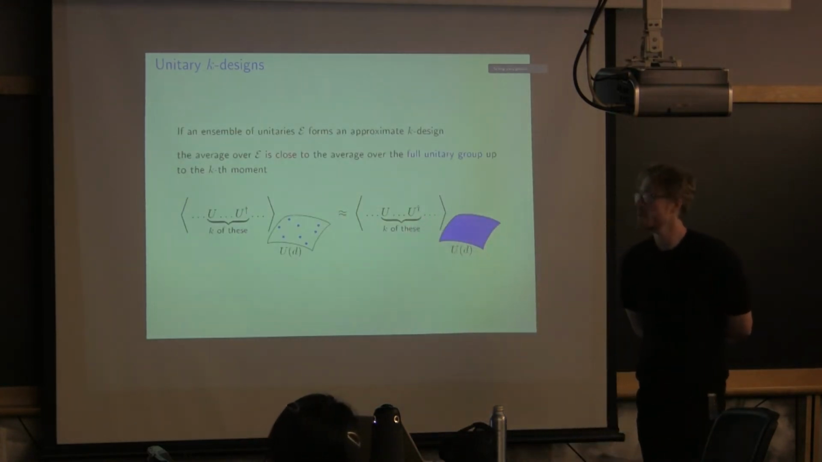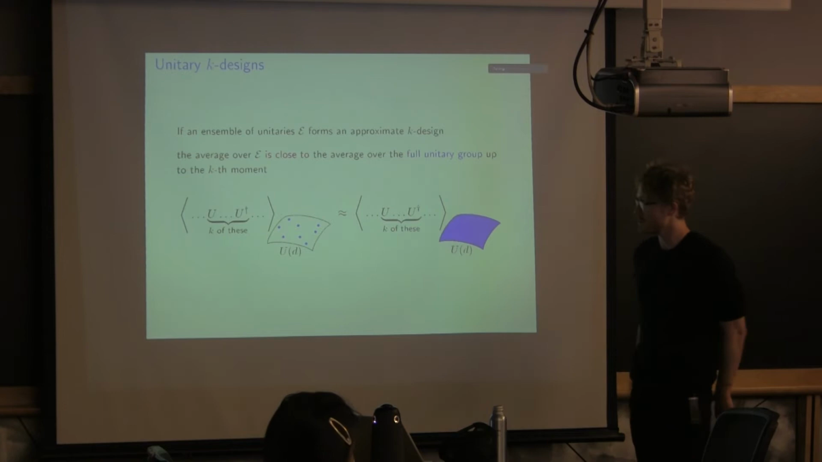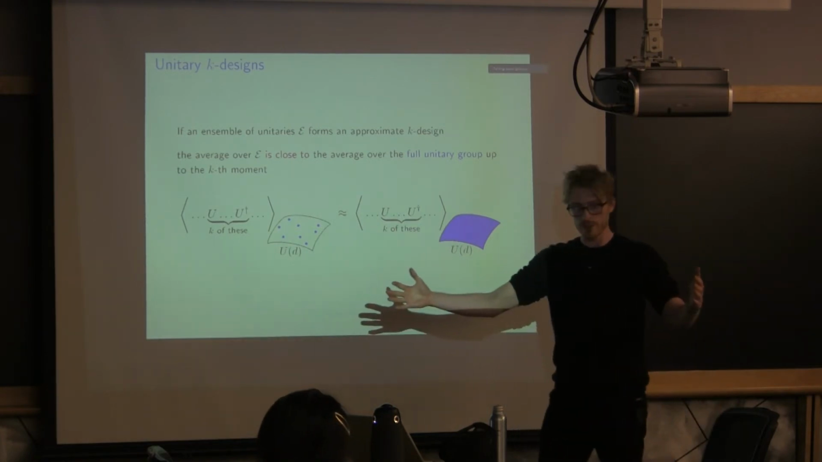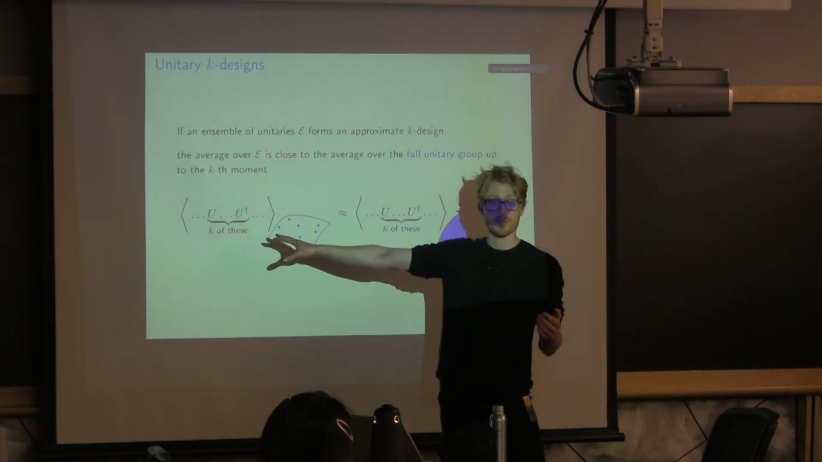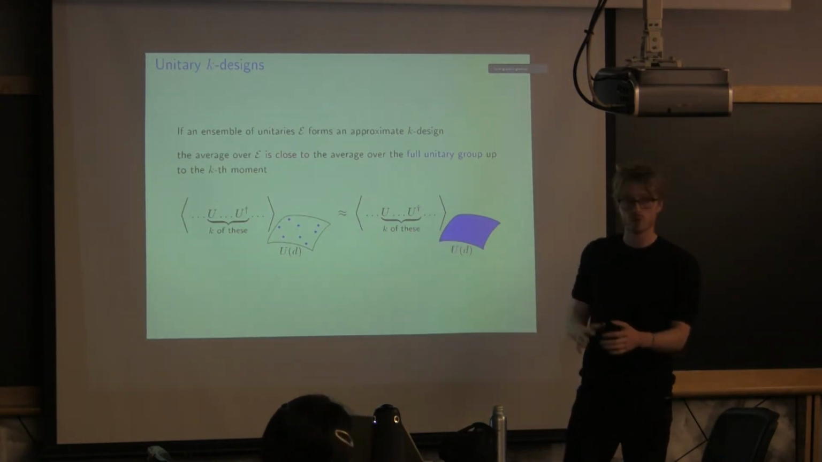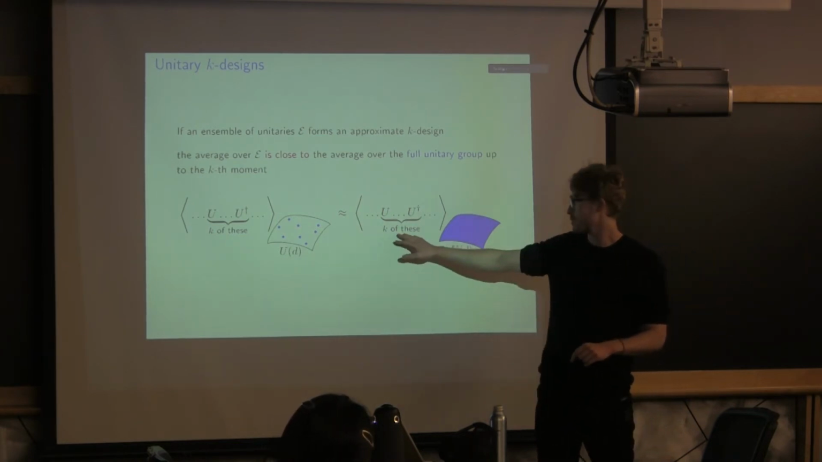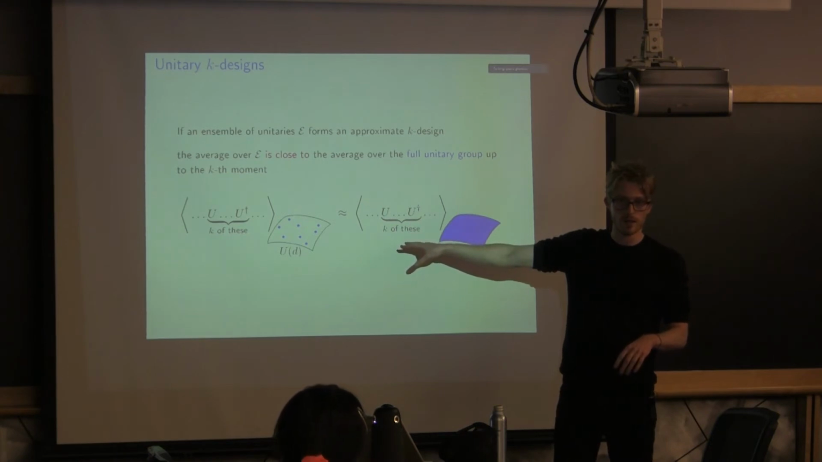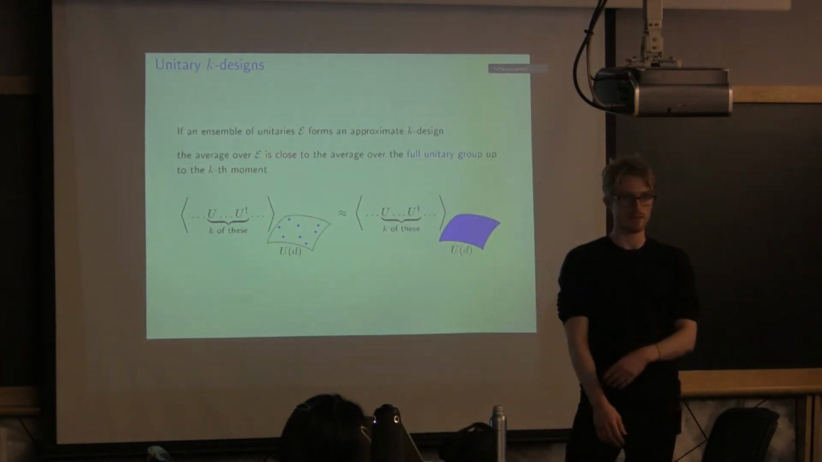So more intuitively, we say that an ensemble is an approximate design if the average over that ensemble is close to the average over the full unitary group up to the k-th moment. You should envision the unitary group, and some set of points distributed on that group. We're averaging some polynomial in U and U dagger over that set of points, and we're saying that average is approximately equal to the average over the full group. And that's all the design is, up to the k point, for any polynomial involving k U's and k U daggers. Any questions about what a design is?